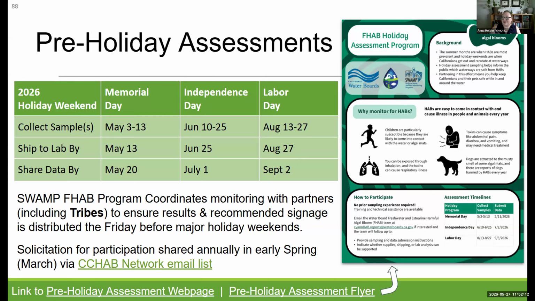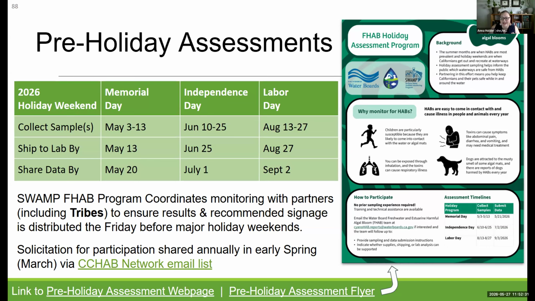And there's a new flyer that we have for this year, as well as a link to the CCHAB network email list, which is where we announce early on, around March or April, to get folks ready to engage and opt into these pre-holiday assessments.